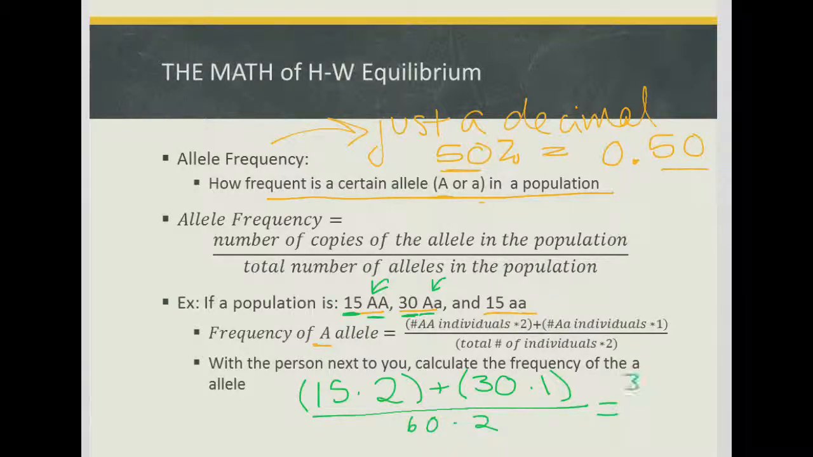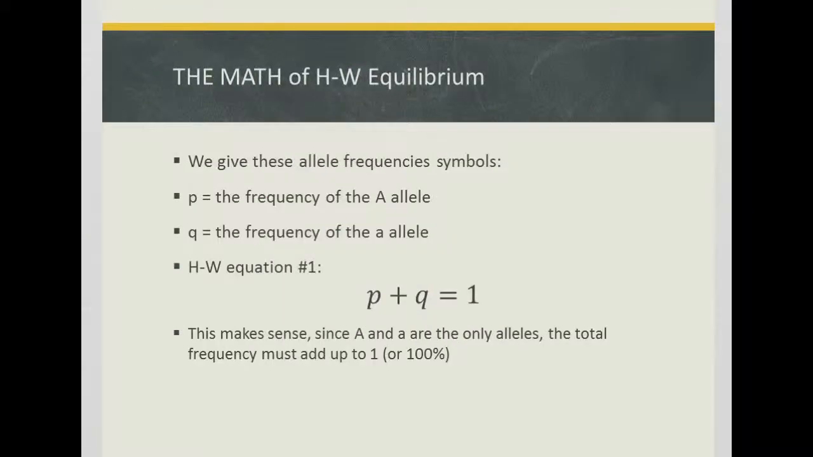So this gets me 30 plus 30 over 120, which is 60 over 120, which actually ends up being 0.5. That is the frequency of the capital A allele. I can do the exact same thing with the lowercase a allele if I wanted to, except instead of homozygous dominant, I would use homozygous recessive individuals.